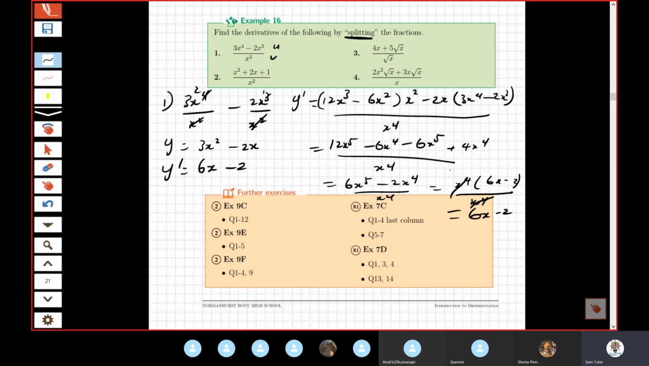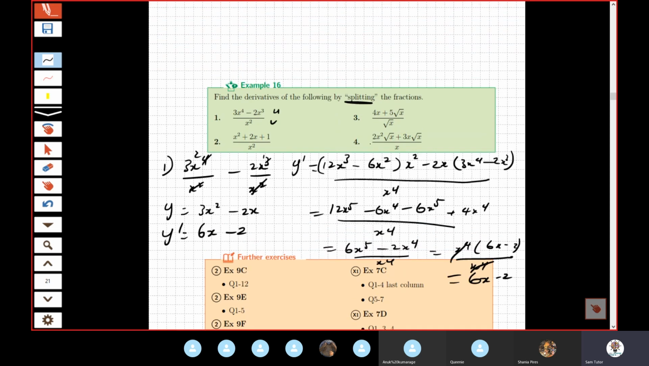But what a beautiful mess you have created. So just keep it in mind, maybe make a note of that. If I've got a single expression in the denominator, I probably should use splitting the fractions instead of quotient rule.